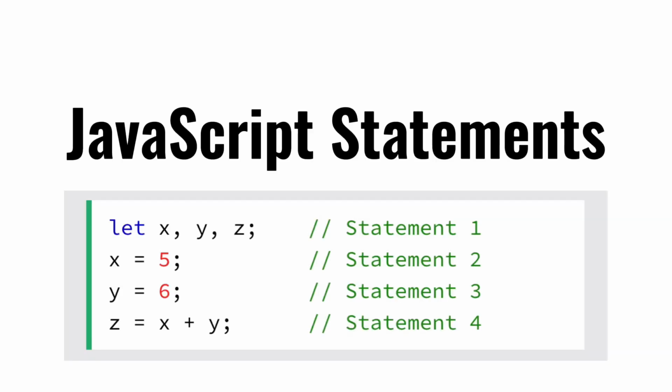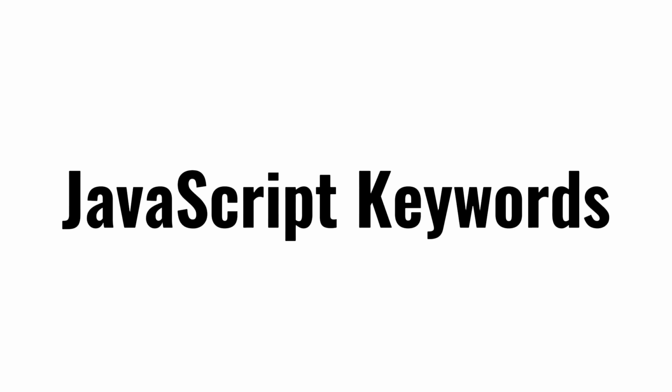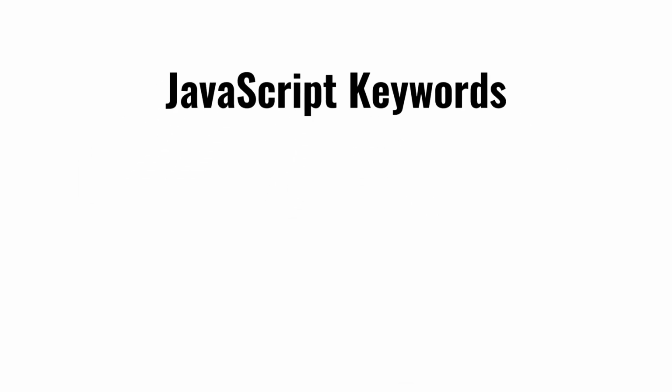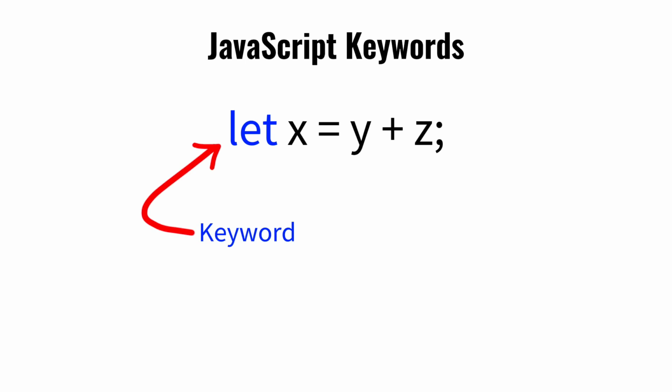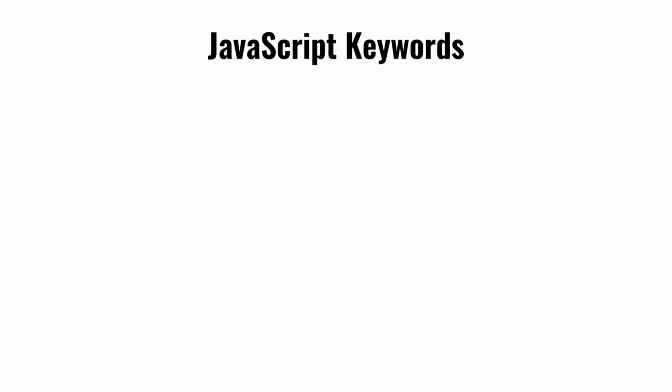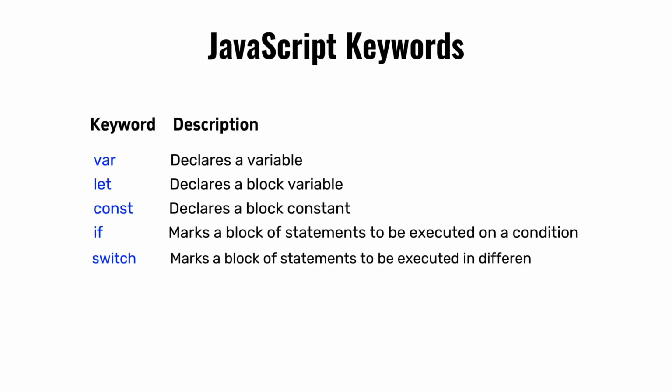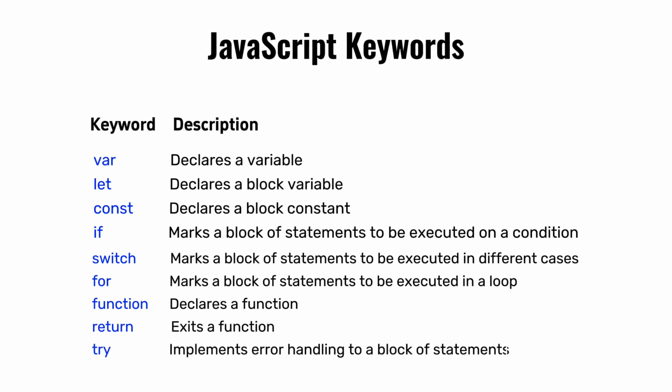I hope you understood JavaScript statements and how they work. Now it's time to jump into the last part of this video, and you will learn about JavaScript keywords. JavaScript statements often start with a keyword. This keyword identifies the JavaScript action to be performed. Here is a list of some of the keywords that you will learn about in the next videos. Stay with me and you will learn all these keywords with examples.